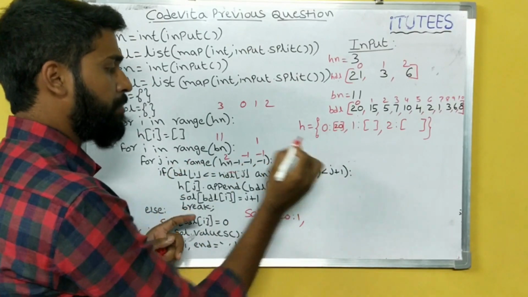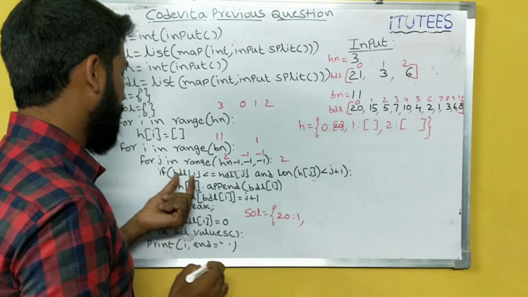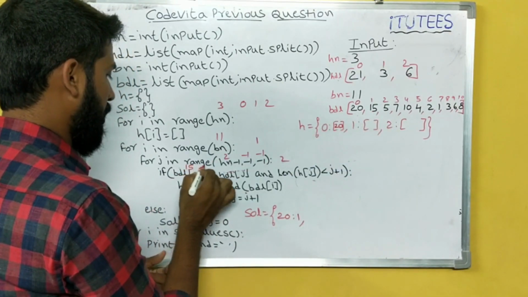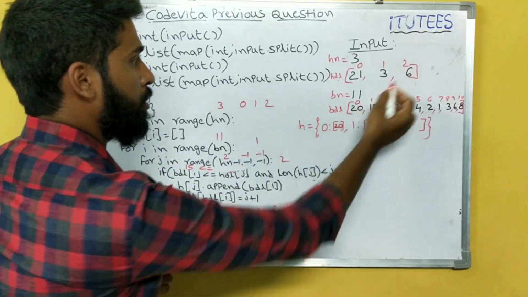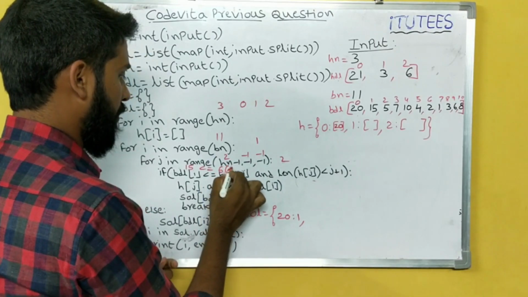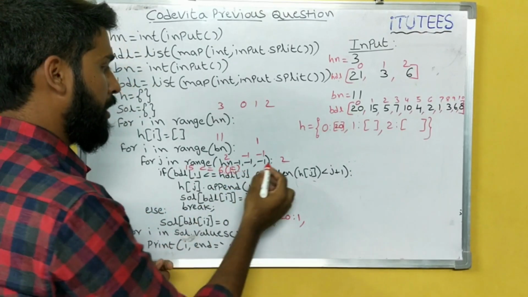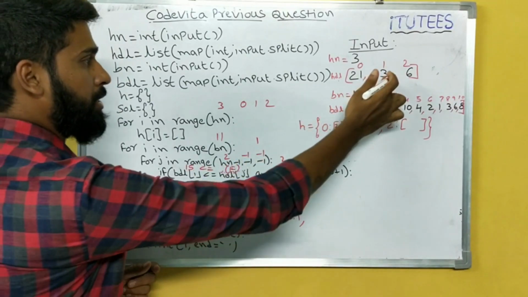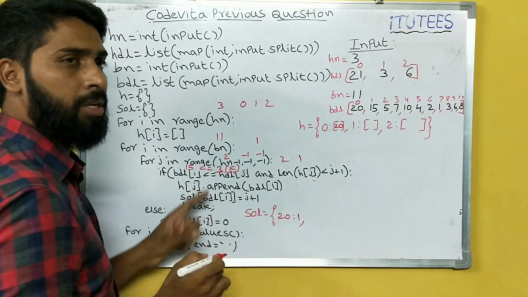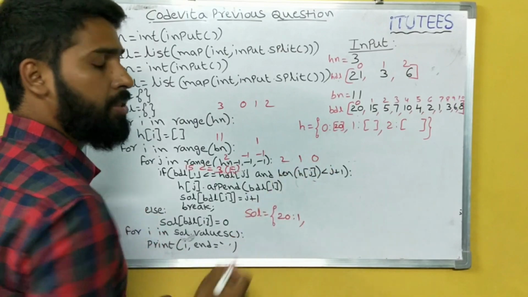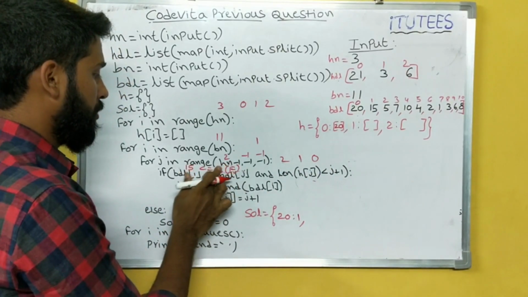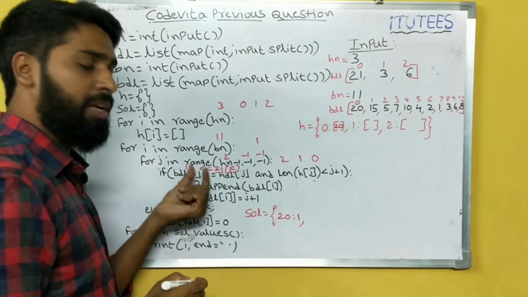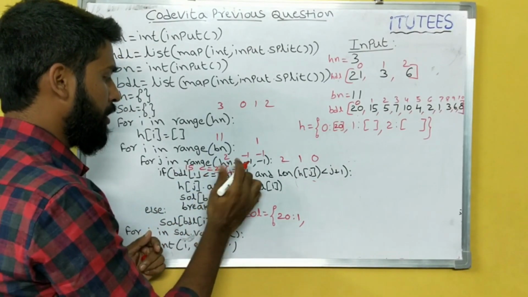Again, j starts from 2. So BDL of I means 15. 15 less than or equals to 6? False. Next, j becomes 1. 15 less than or equals to 3? False. Next it becomes 0. HDL of 0 is 21. 15 less than or equals to 21. True.